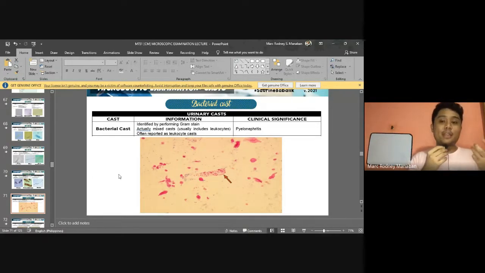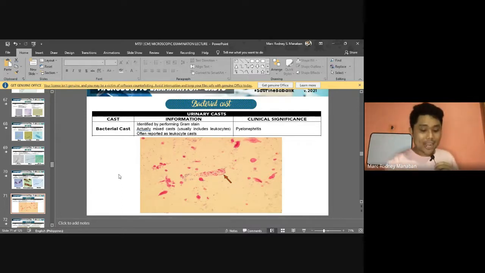The WBCs are clearer under the bright field microscope than the bacteria. But if you want to stain it, you have to perform Gram staining to see the bacteria inside more clearly. Majority of bacterial casts are mixed casts containing WBCs, and are usually reported as WBC cast. Clinical significance is still pyelonephritis.